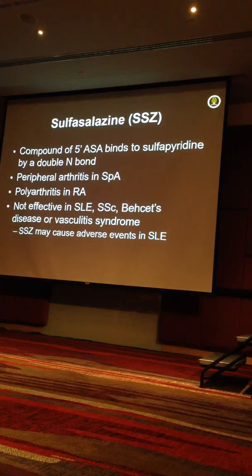I won't talk about anti-malaria drugs, and I will describe some on sulfasalazine. Sulfasalazine is a compound with two molecules attached together with a double bond, and it works with spondyloarthritis and rheumatoid arthritis. It's claimed that sulfasalazine may help reduce the recurrence rate of uveitis in some spondyloarthritis patients. But it's not effective in lupus, in systemic sclerosis, or in Behçet's or vasculitis syndrome. And in lupus, it may cause adverse skin effects in these patients.